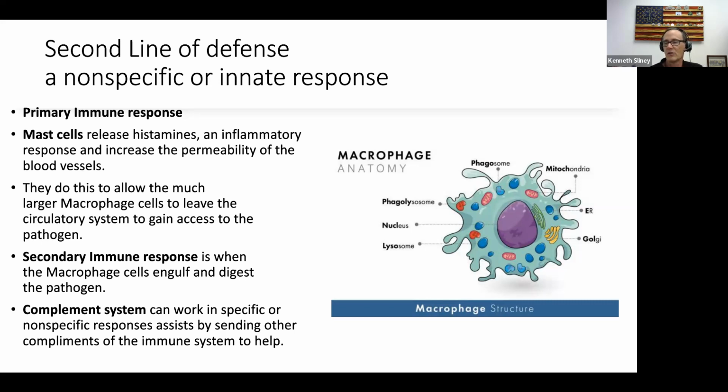If you remember, there's lots of different types of white blood cells. Some of them cause fever. Some of them cause vasodilation. Some of them are made to kill and destroy pathogens within the body. The complement system works with both the specific and non-specific responses.